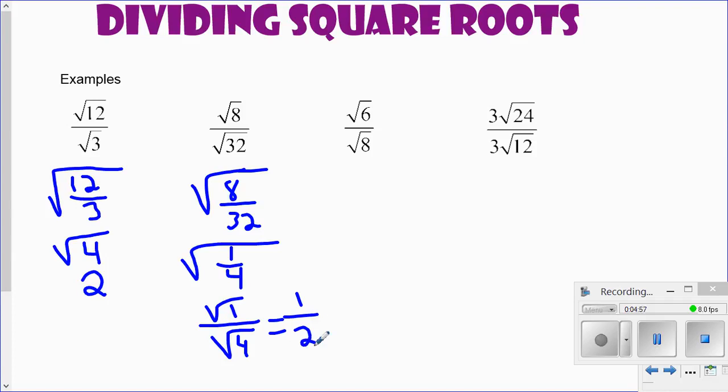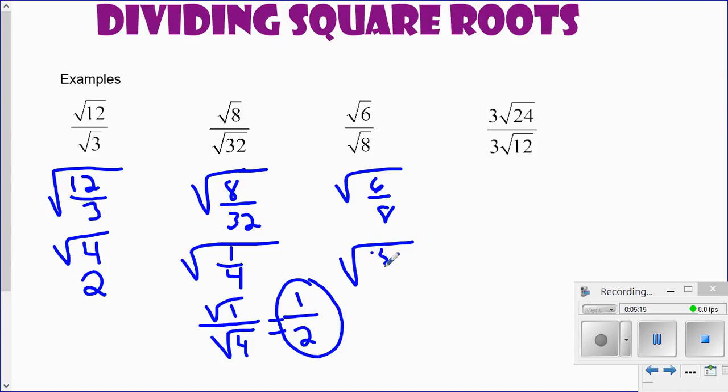So the square root of 8 divided by the square root of 32 simplifies to 1/2. Next, square root of 6 divided by square root of 8. Well, that's the square root of 6/8. 6/8, I'm noticing I can divide each of those numbers by 2. So 6/8 simplifies to 3/4.